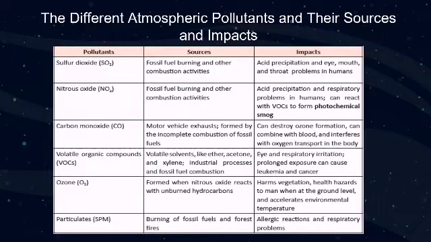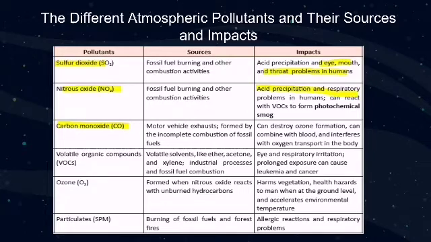So, different atmospheric pollutants and their sources and impacts. We have here the pollutant sulfur dioxide. It comes from fossil fuel burning and other combustion activities. Impacts: acid precipitation and eye, mouth and throat problems in humans. Nitrous oxide: fossil fuel burning and other combustion activities. Acid precipitation and respiratory problems in humans; it can react with VOCs to form photochemical smog.